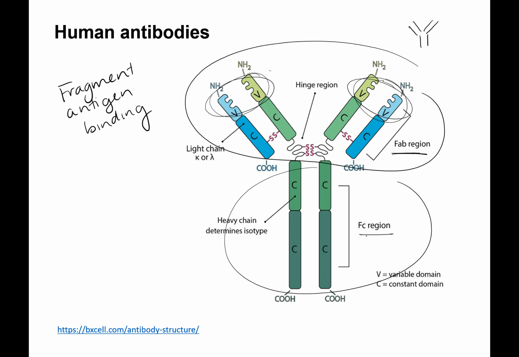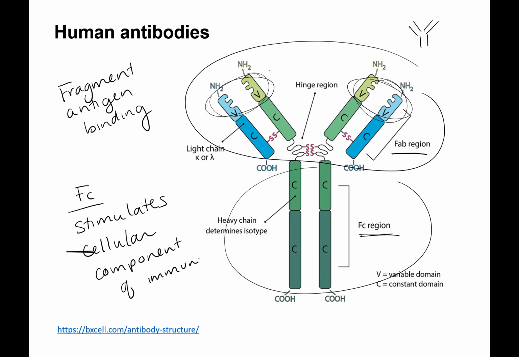The FC region is for fragment crystalline or crystallization. What's important about the FC is the FC stimulates the cellular component of the immune system. So it can interact and stimulate things such as T cells. So these regions are going to be talked about in the paper.